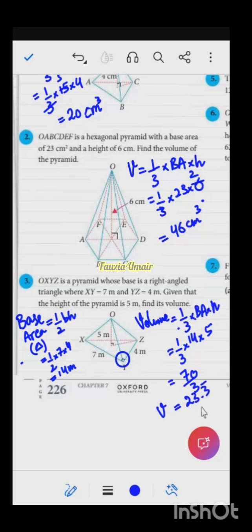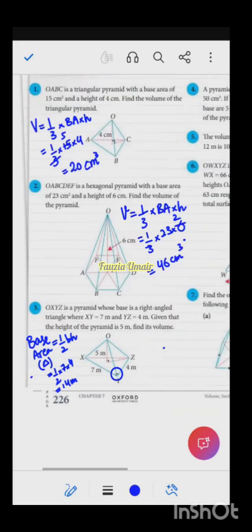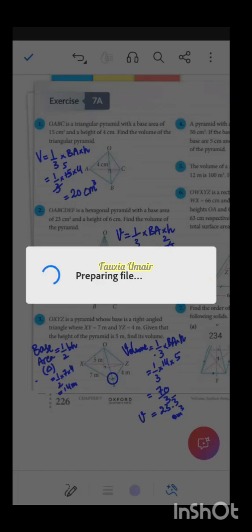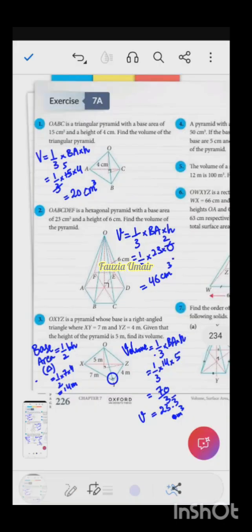23.3. And because it is volume, it would be, sorry, not centimeter, meter cube. Okay, unit is meter cube. So any question in the first 3 questions? Is it clear? Okay. So now moving on to question number 4.